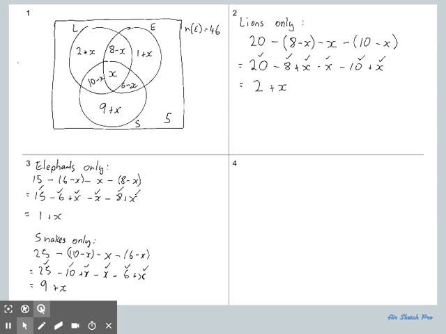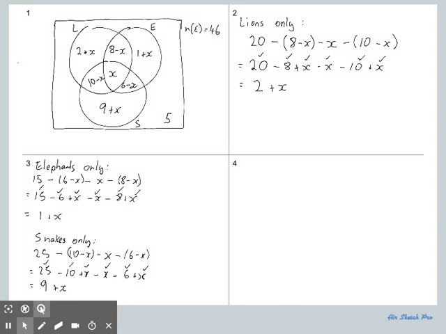So the last piece of the puzzle then is to go back and put it all together. And the only fact we haven't really used yet is that all of those different parts of the Venn diagram have to add up to 46. So let's use that fact to finish it off. So I'm going to go around my Venn diagram and just try and add them all up and set it equal to 46 and see what happens.